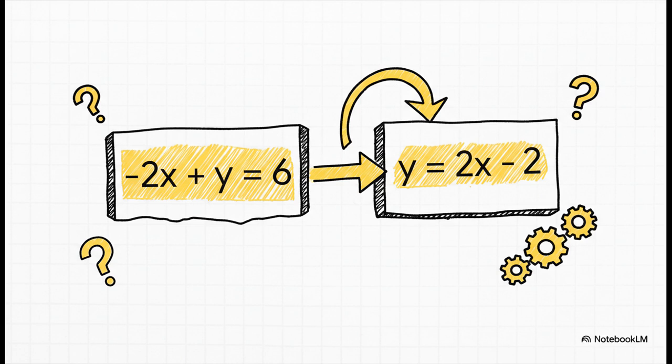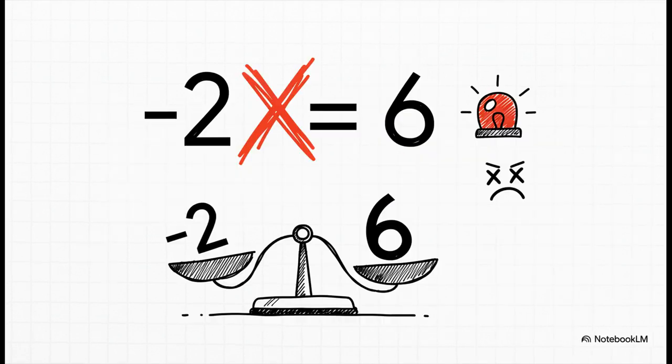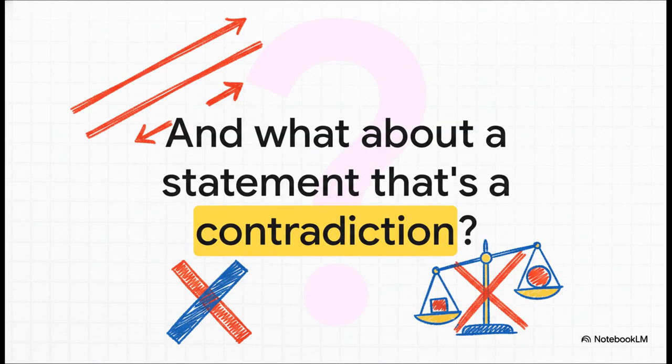But check out what we're left with this time. This time, our final statement is -2 equals 6. Yeah, I'm pretty sure that is just not true. It's never true. It's a mathematical contradiction. It's just false. So, what's this clue telling us? If the algebra leads you down a path to a statement that is fundamentally impossible, what does that say about the relationship between the two original lines?